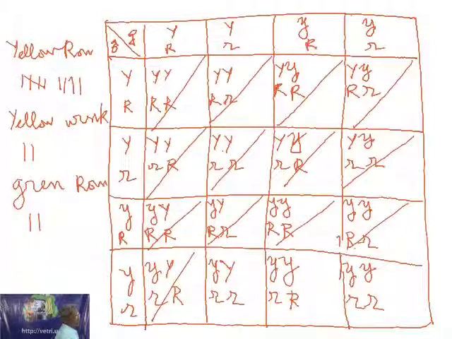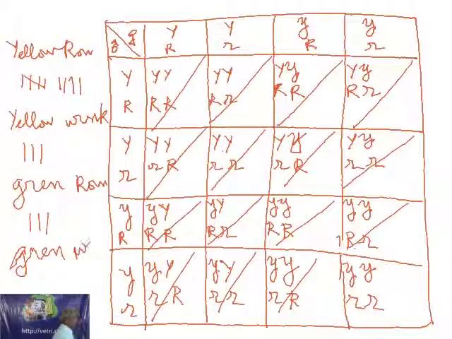This is yellow wrinkle. Here, yellow wrinkle. Yellow wrinkle. This is green round in this case. And this is last column, green wrinkled. Green wrinkled one. See, yellow round, yellow wrinkled, green round and green wrinkled. They are produced in the ratio of 9:3:3:1. This is how you do it.